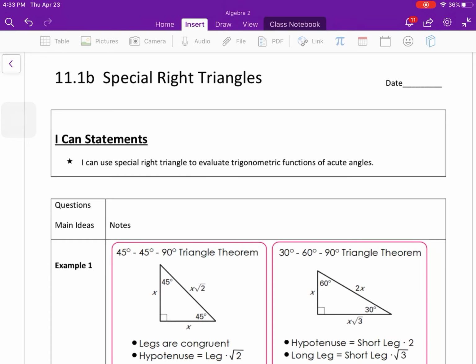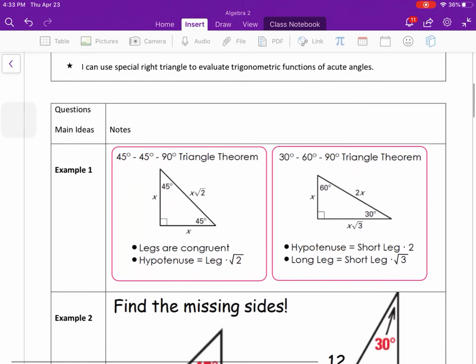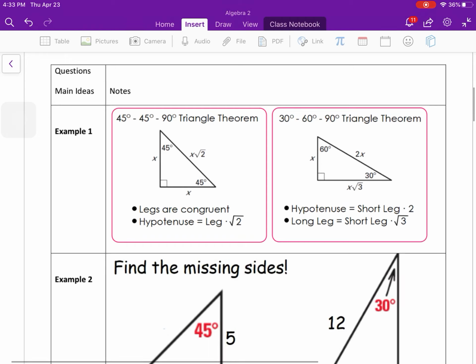Today we're going to look at special right triangles. We're going to look at two special right triangles, the 45-45-90 triangle theorem and the 30-60-90 triangle theorem. Hopefully this is something that you'll remember from geometry a little bit as well.